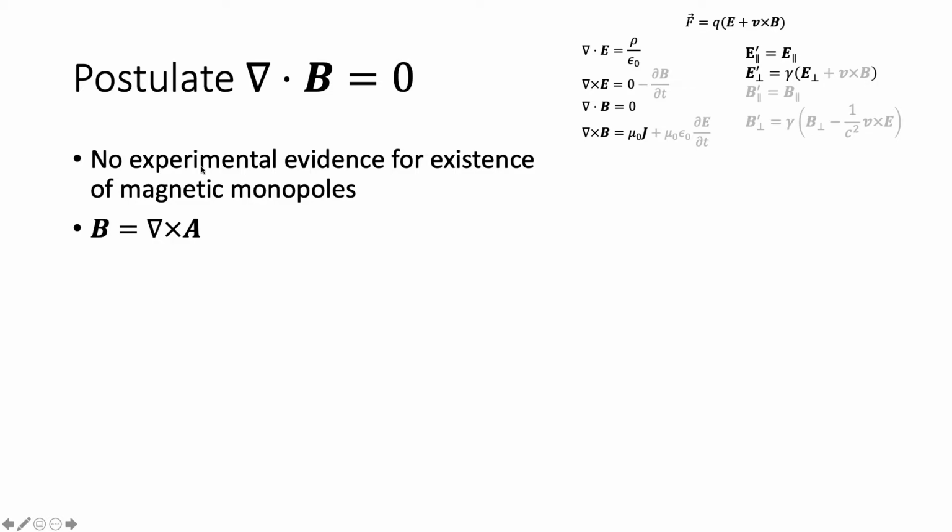Now, if we have the curl of a magnetic field, in order to solve for the magnetic field, the vector field, we need to know the divergence as well. Since there's no experimental evidence for magnetic monopoles, we postulate that divergence of B is 0. This allows us to write the magnetic field as a curl of some other vector field called the vector potential, and we'll see later this has interesting properties, namely gauge invariance.